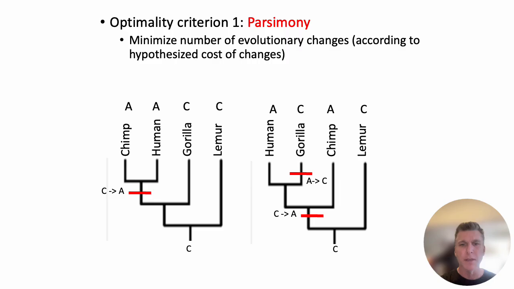So looking at this example here, chimps, humans, gorillas, and lemurs, if you put chimp and human together, then that tree only requires one change to happen. So for example, from a C to an A. If you put gorilla and human together, then you're requiring at least two changes. And if you see that immediately, that's great, you're ahead of the game. If not, we're going to go over this kind of thing more in just a minute.